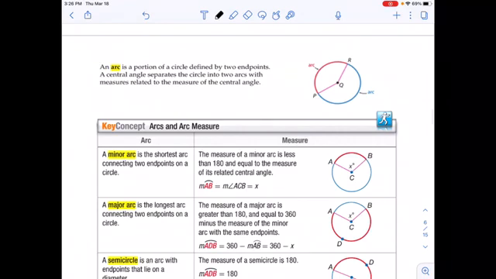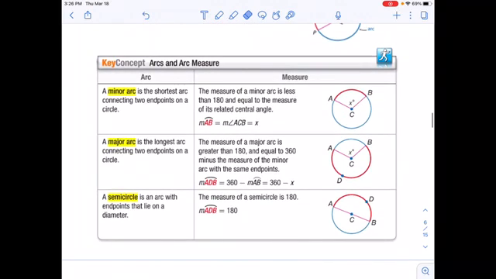We'll continue on. We are now going to discuss arcs. An arc is a portion of a circle defined by two endpoints. A central angle separates the circle into two arcs with measures related to the measures of the central angle. So this central angle separates our circle into this arc and into this arc, and we have special names for those depending on their size.